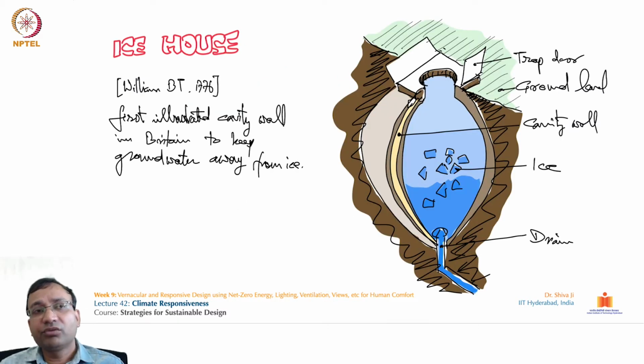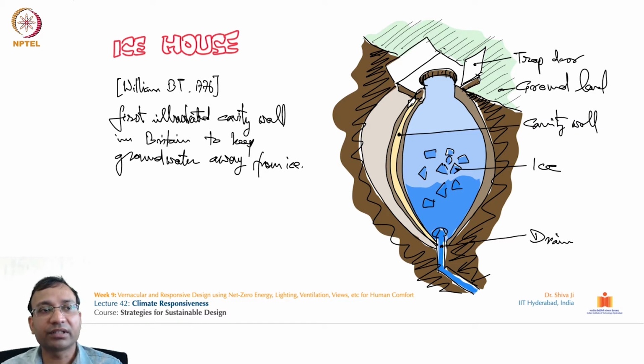So how is this used in several places, in several countries, and in what ways? We will discuss with the help of some case examples. In this structure, this is the first illustrated cavity brick wall, which was found in Britain, and the cavity wall is kept to keep the groundwater away from the ice. Okay, so this is the approach which has been used in this design.